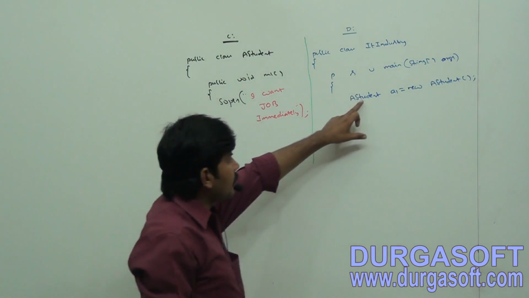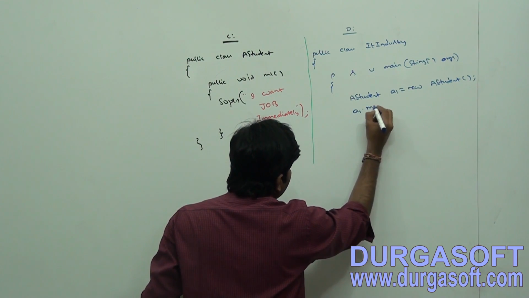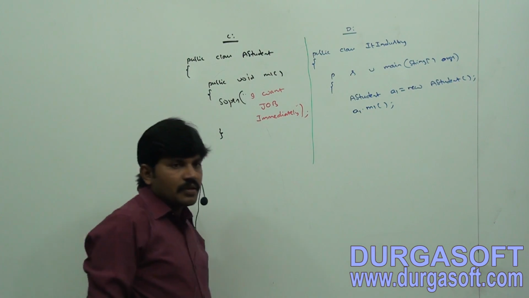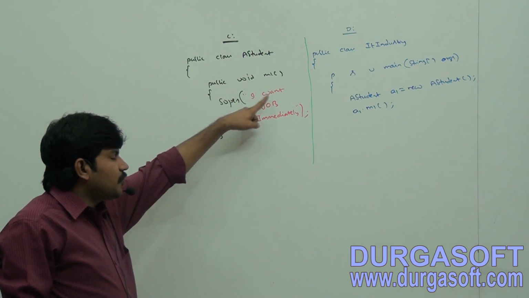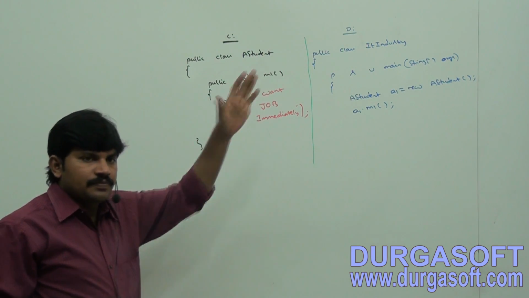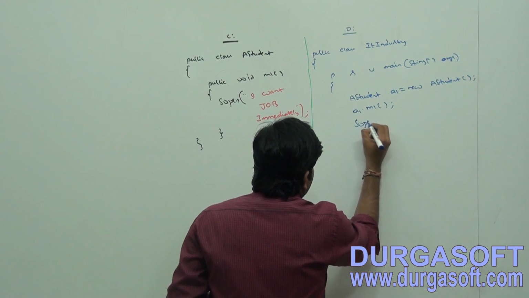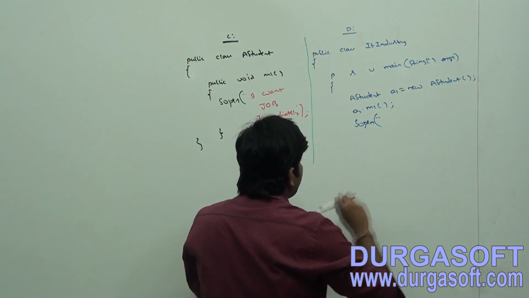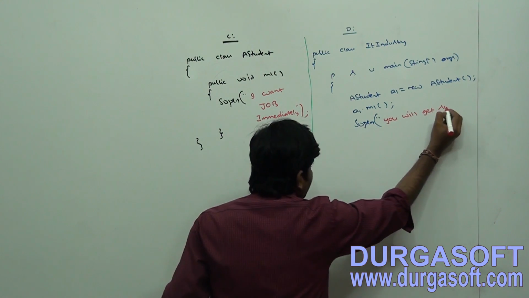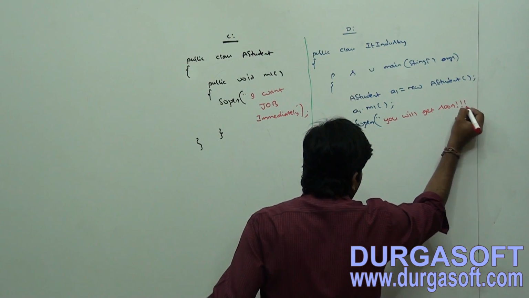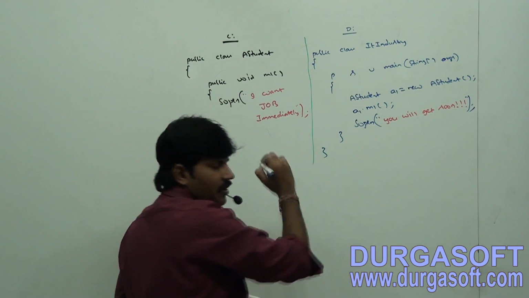Sir, I am creating an A student object, then A1 dot M1 method. I am creating an object for this class, A1 dot M1. Then immediately this person is going to tell, I want a job immediately. Now system dot out dot println, you will get a job soon. That soon is nothing but the time will decide, we don't know. End of this.